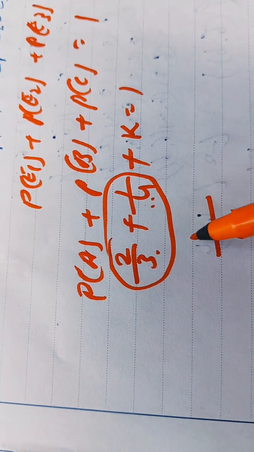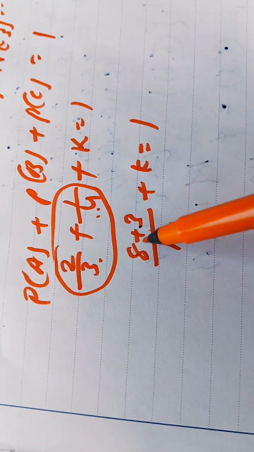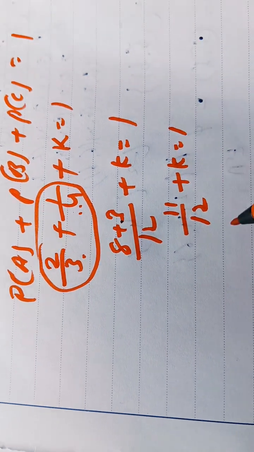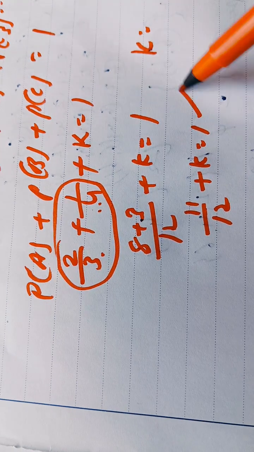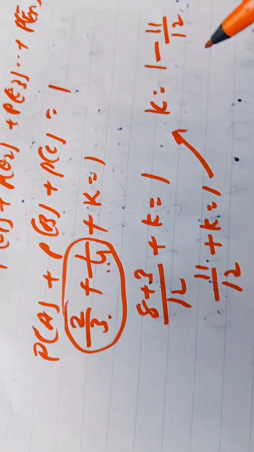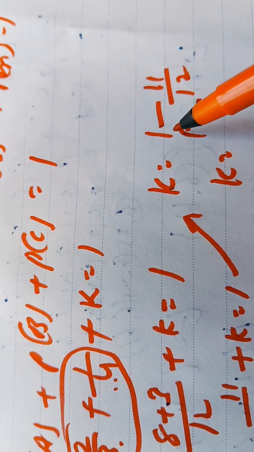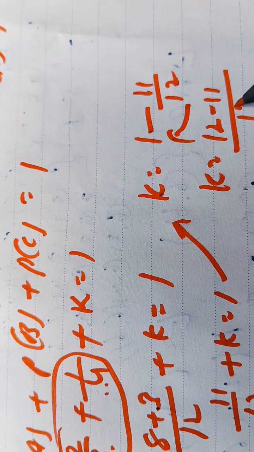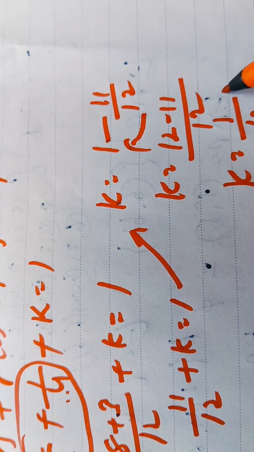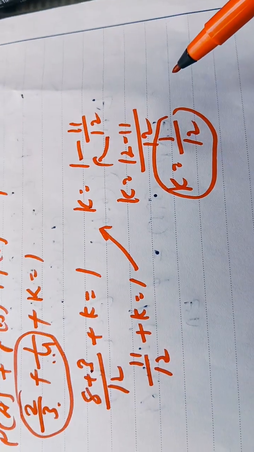LCM of 3 and 4 is 12. So 8 plus 3 over 12, that is 11 by 12, plus K is equal to 1. K is equal to 1 minus 11 by 12, with the right side already 1. K is equal to 12 into 1 minus 11 by 12. K is equal to 12 minus 11, which is nothing but 1 by 12. K is equal to 1 by 12 is the answer.